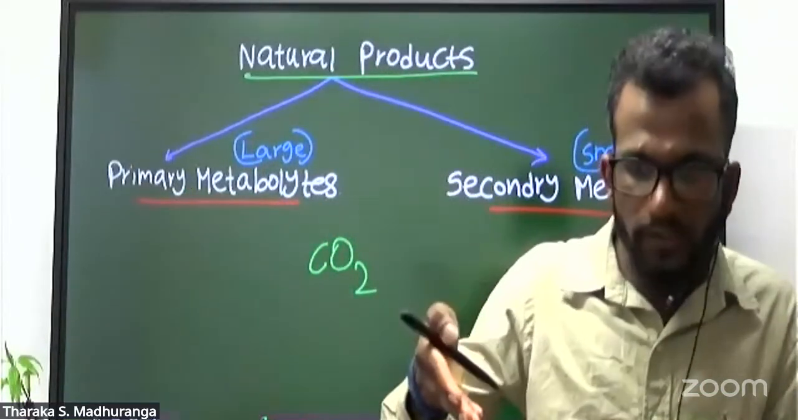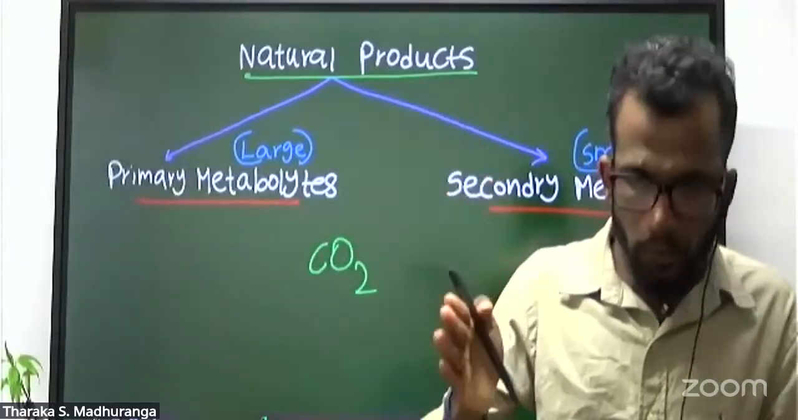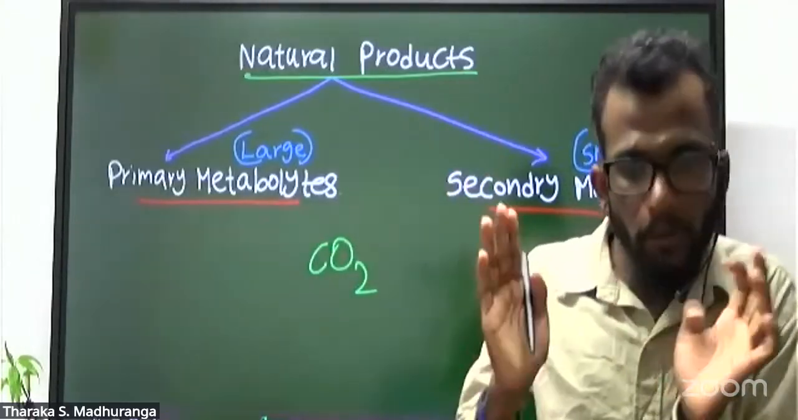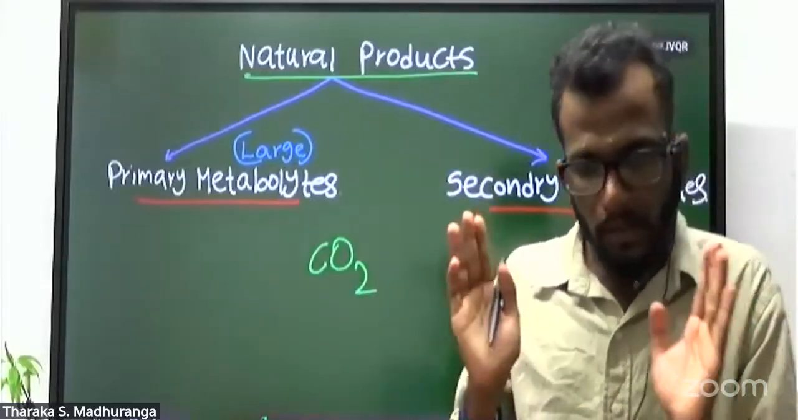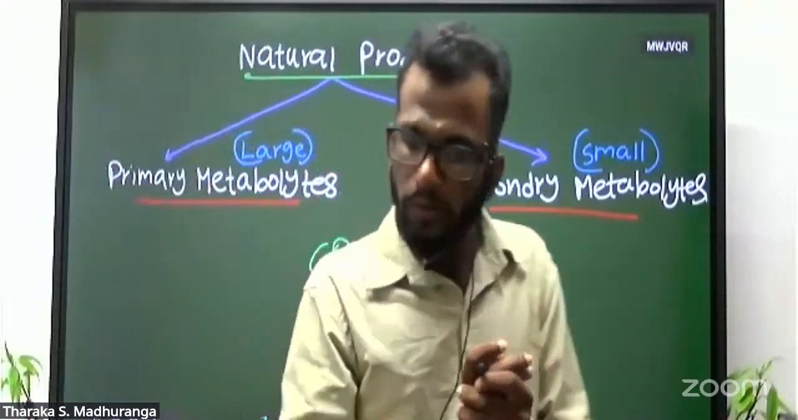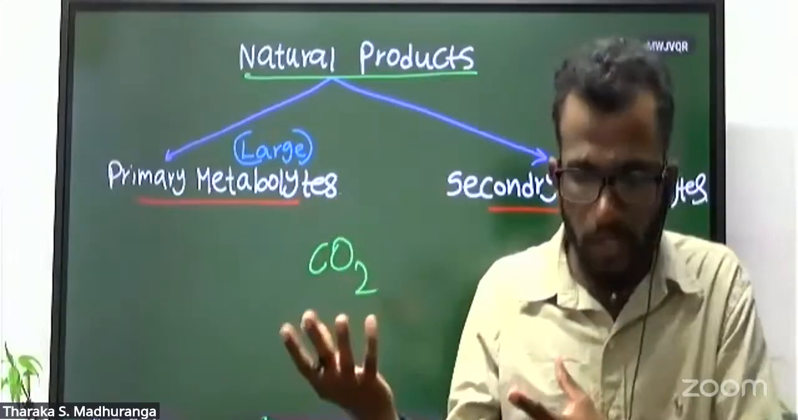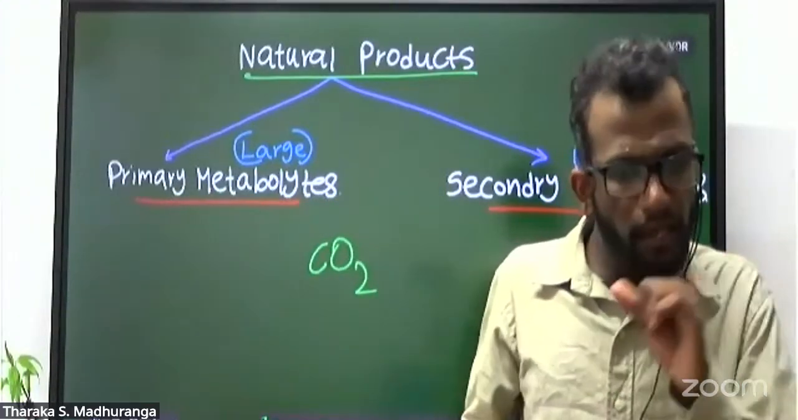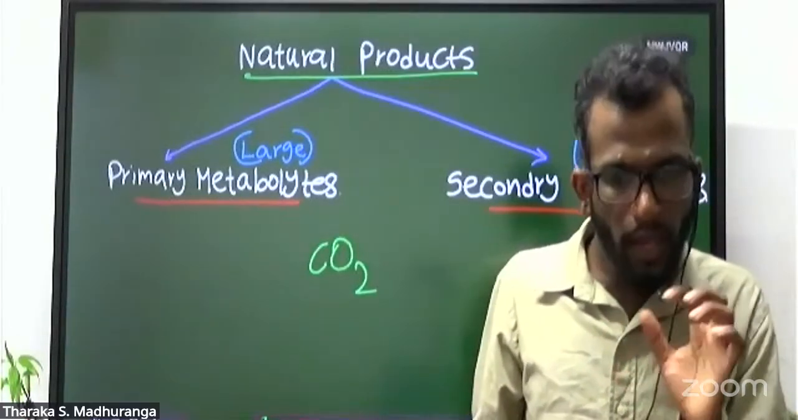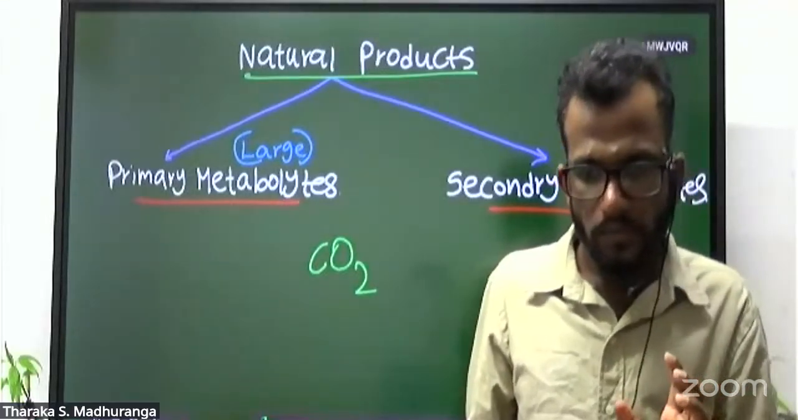Yeah, a lot of answers say because they contain carbon. Because they contain carbon, all natural products are organic compounds. Correct. Normally we call carbon-containing compounds organic compounds and compounds without carbon inorganic compounds. Correct. But I asked, CO2 has carbon, but is that organic? Is it not organic?